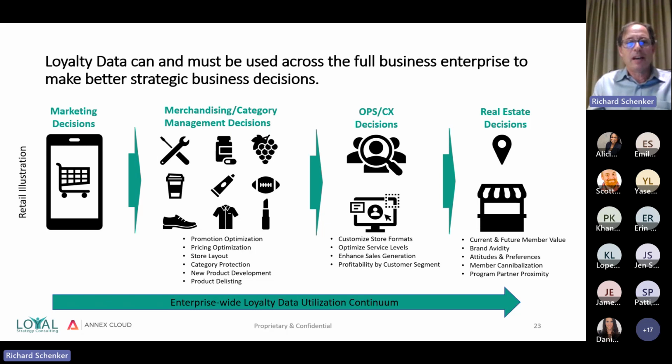As an example here, loyalty data should be used extensively from a merchandising and category management decisioning perspective. So things like promotional optimization. Typically, merchants will look at traditional metrics like unit movement, sales margin, total sales to assess the efficacy of a promotion. But now that we have loyalty data, yes, those are good metrics, but we should be using customer-centric metrics as well.